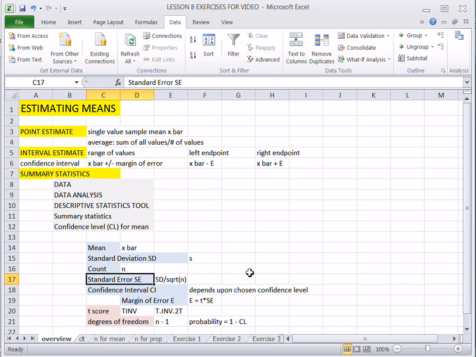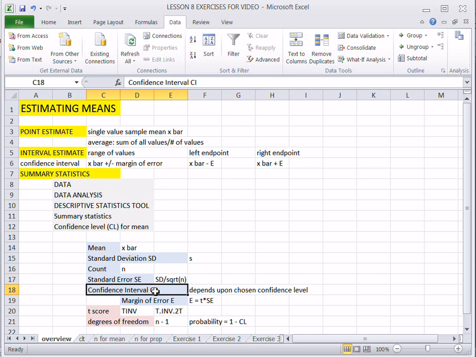And the standard error, SE, is also included in the output. Standard error is actually found by taking the standard deviation and dividing it by the square root of the sample size n. So the standard error here, which is standard deviation divided by the square root of n, can be computed by taking the standard deviation output and dividing by the square root of the count output. But Excel will do that for you.